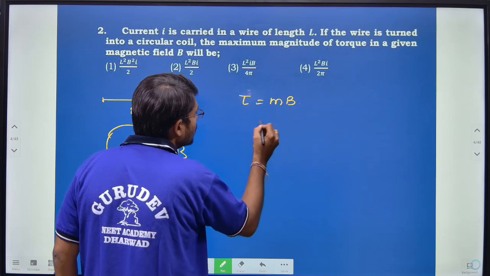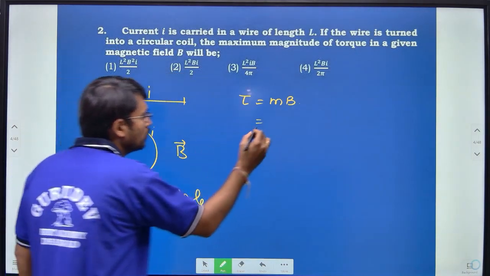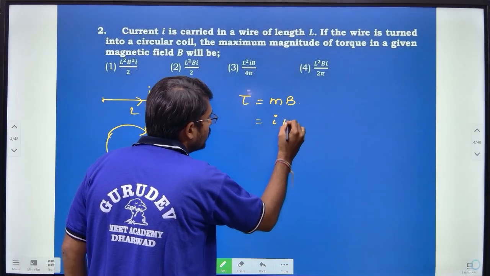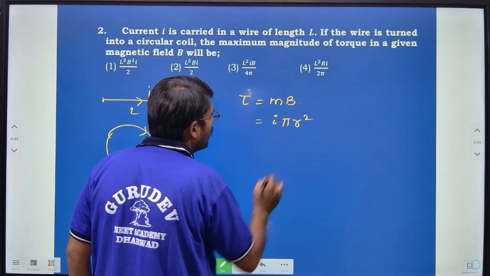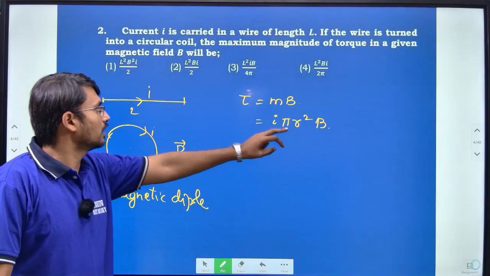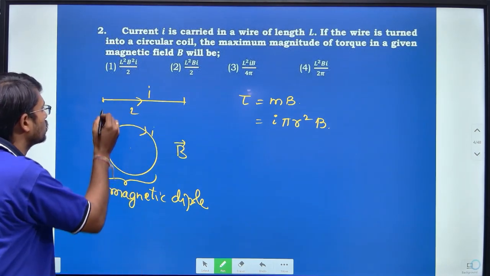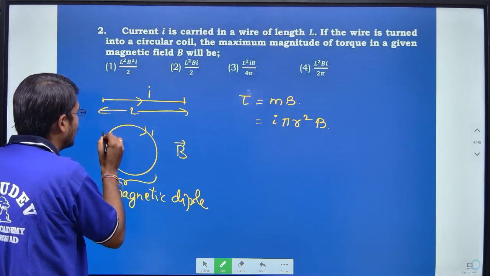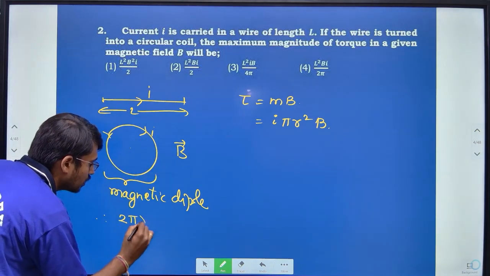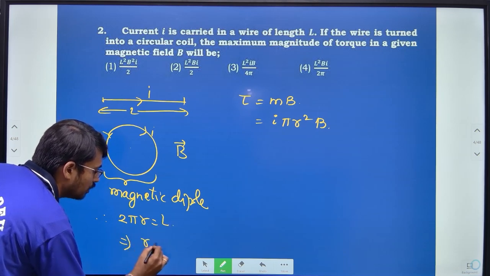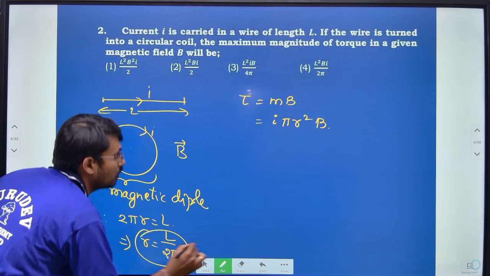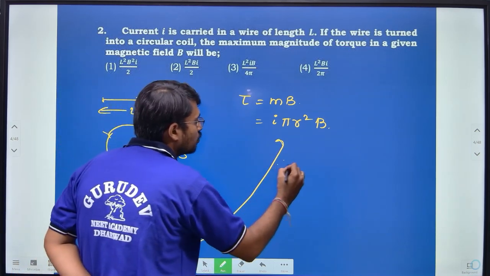What is the equation for the magnetic dipole moment? It is I multiplied by the area, and here it is circular, so it is pi r square, multiplied by the magnetic field B. Here we have to write r in terms of the length L. The total length L is equal to the circumference, 2 pi r, so the radius becomes L divided by 2 pi. Just substitute this in the equation.